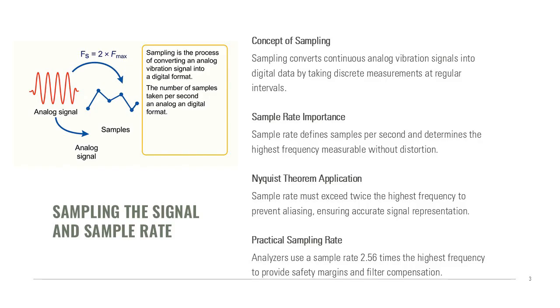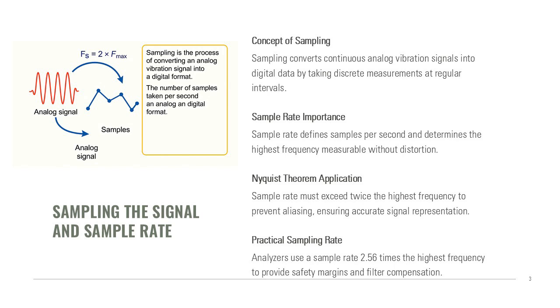Sampling is the process of converting a continuous analog vibration signal into a digital format that can be analyzed by modern vibration analyzers. The analog signal from a sensor contains all vibration information across a range of frequencies. To digitize this signal, the analyzer takes discrete measurements called samples at regular intervals. The number of samples taken per second is known as the sample rate, Fs. The sample rate determines the highest frequency that can be accurately measured, referred to as Fmax.